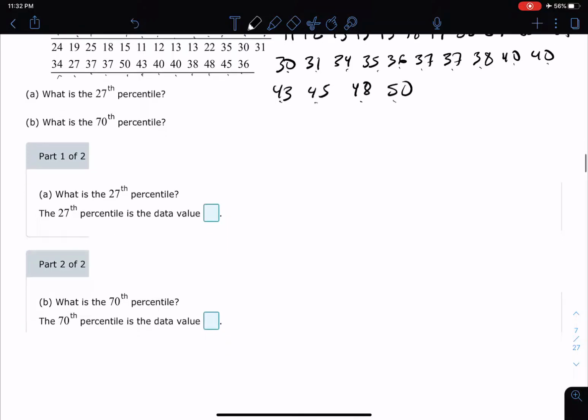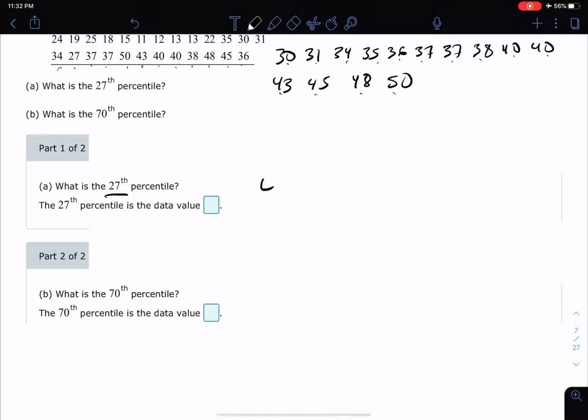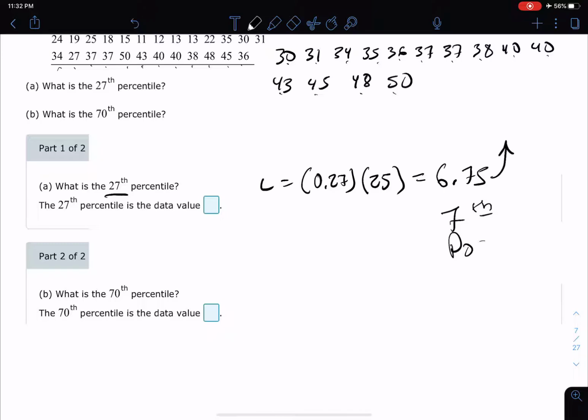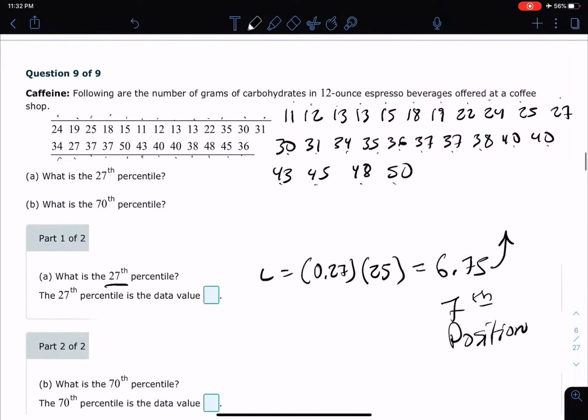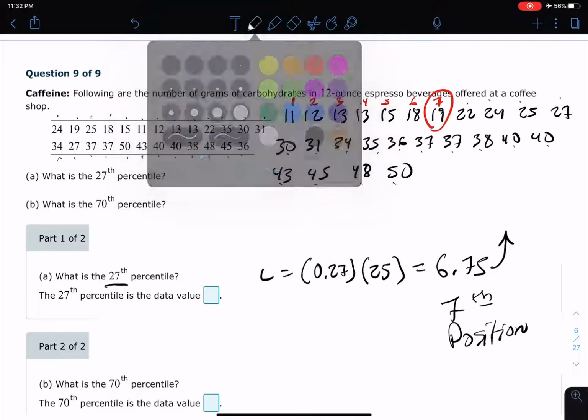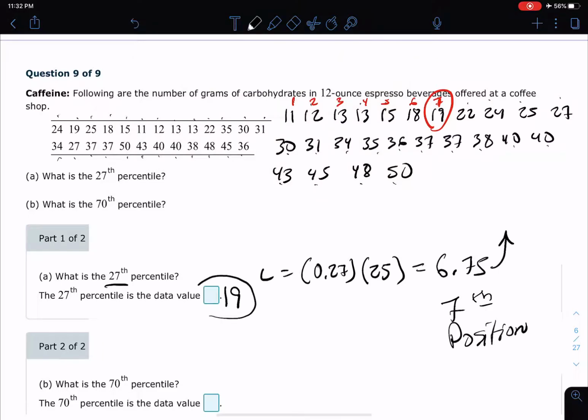Now, what we need to do first is find the 27th percentile. Oh, we've done a lot of these. My position value L is going to be found by taking 27 hundredths times how many data pieces we just counted, 25. When we multiply those two numbers, I'm getting 6.75. Because it's a decimal, I'm going to round up to 7. I'm going to call it the 7th position. I need to physically go to the 7th position: 1, 2, 3, 4, 5, 6, 7. I go to the 7th position, and 19 is the number. That means that the 27th percentile is 19.